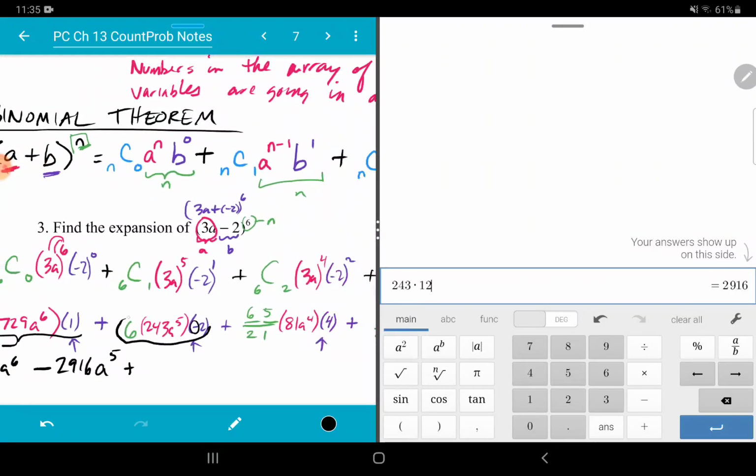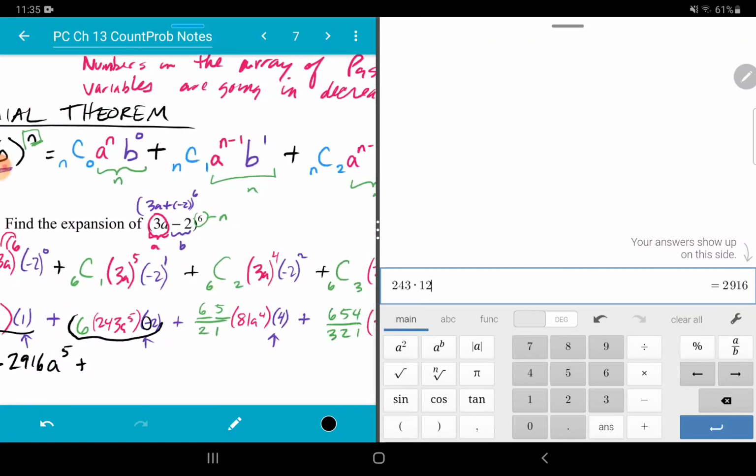Okay, so we've taken care of this. This is all done. And then what I see is 6 over 2 is going to give me 3. So 3 times 5 gives me 15. So 15 times 4, that's 60. So we're doing 81 times 60 now. 81 times 60 is going to give us 4,860. So we have plus 4,860 a to the 4th. That's going to be all of that right there.